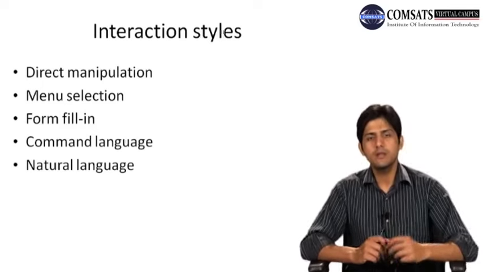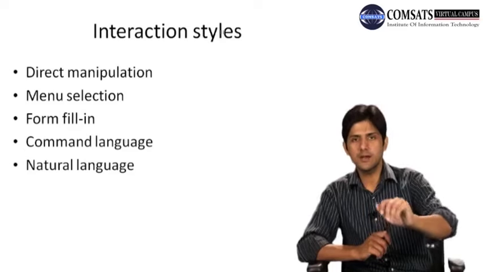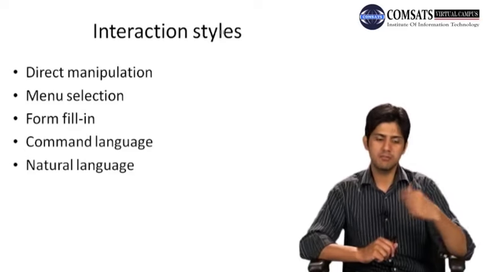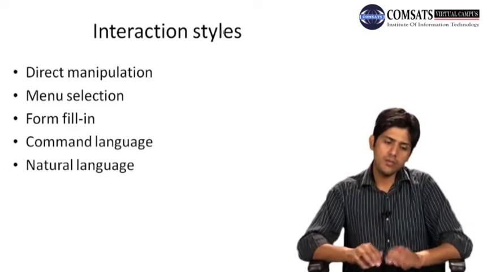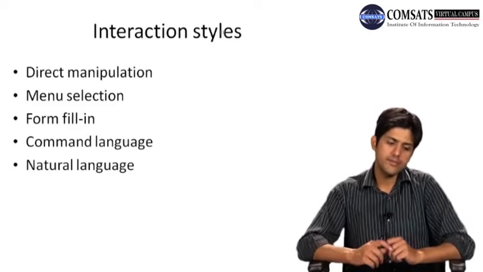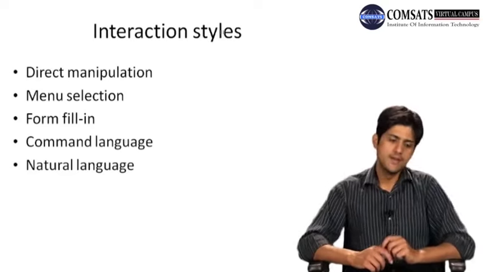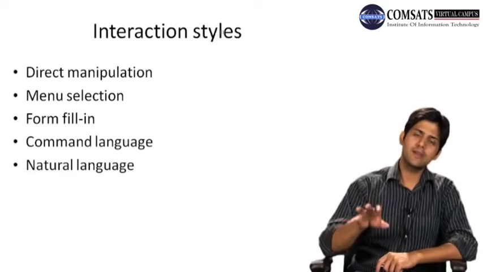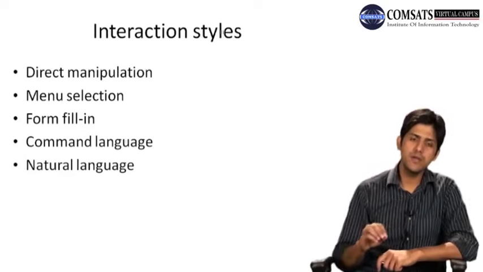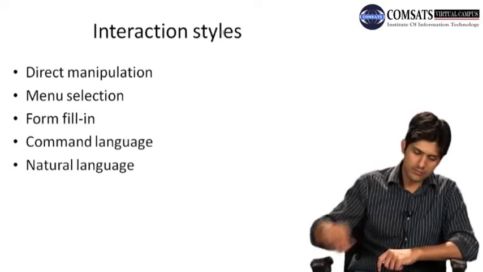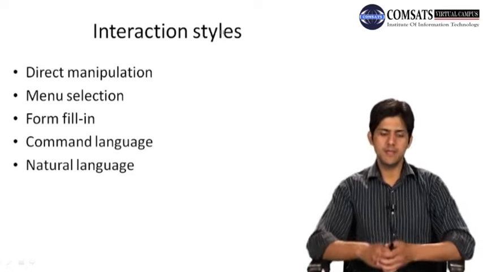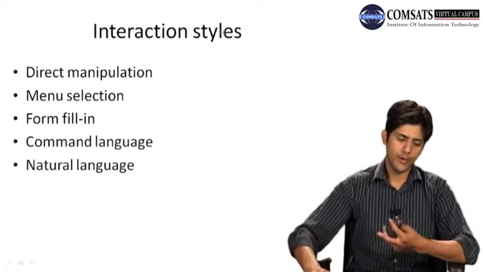Direct manipulation means that there are certain options and you are doing something inside them, you're directly doing stuff. And then there is menu selection. Then you have form fill-in. Then you have command language. That's another interaction style. And then you have natural language. So we have these 5 interaction styles, or 5 ways in which the user can interact with the application. Now we'll look at them one by one.